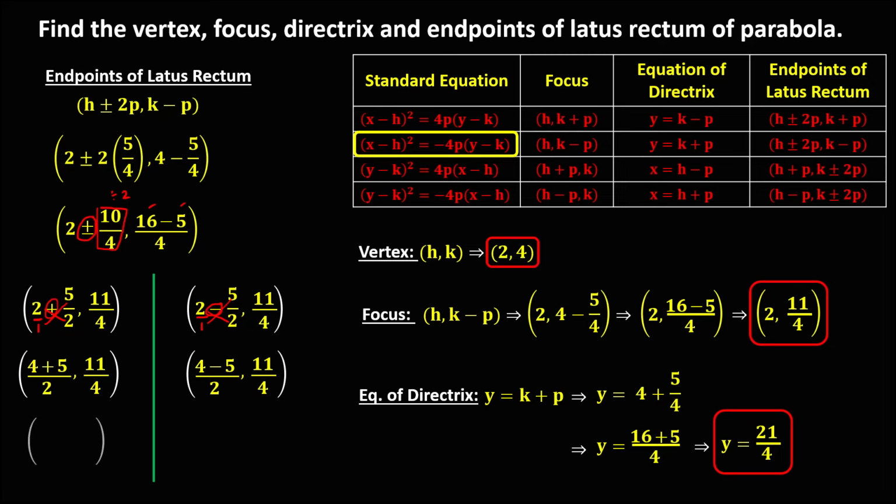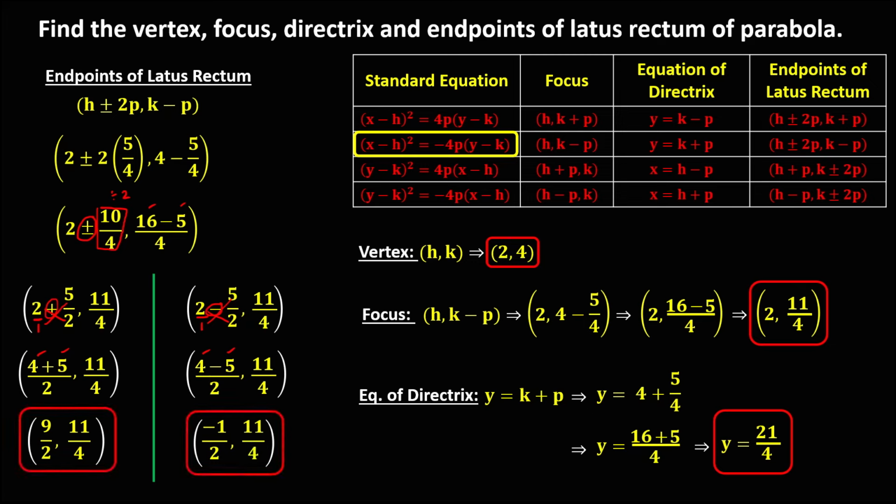Then simplify, so 4 plus 5 is 9 over 2, then 11 over 4. The other one is 4 minus 5, that's negative 1 over 2, then 11 over 4. So these are the coordinates for the endpoints of the latus rectum.